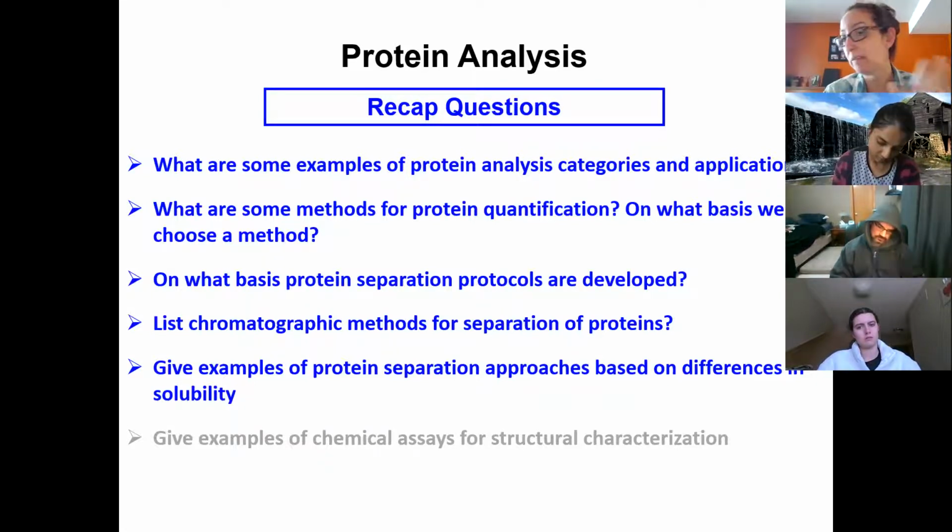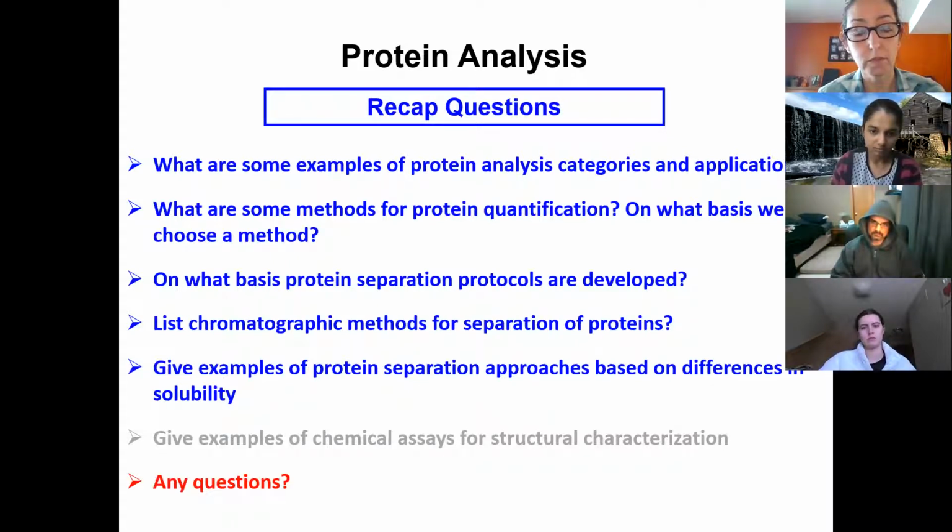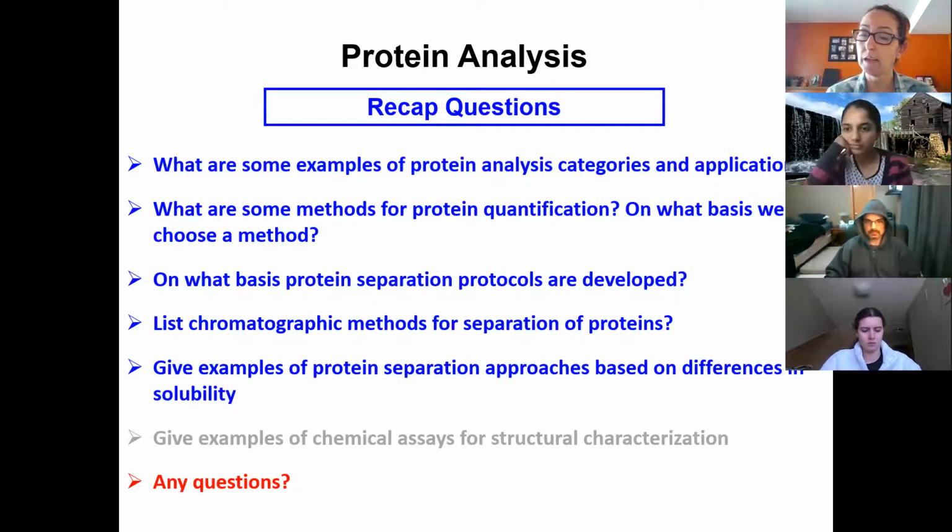We talked about protein separation examples based on difference in solubility. So pH, solvent, salt. So we talked about that. The grade item we haven't covered yet. So any questions from past lectures? Anything from whatever comes to mind?